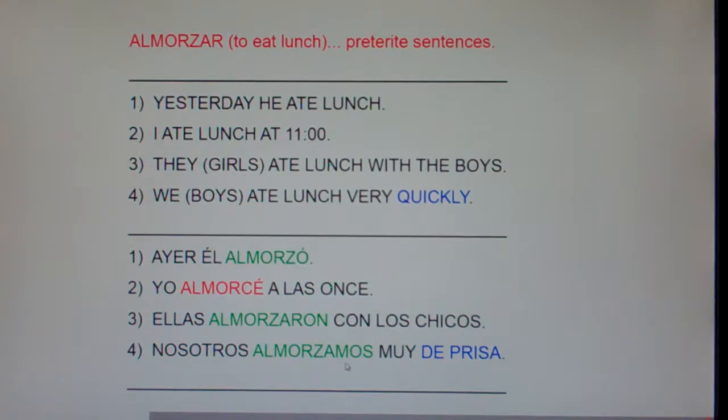Now, for very quickly, you can say muy rápidamente, very quickly, or you can say muy deprisa. Now, how are we going to remember that prisa is rush, quick, or hurry? Well, if somebody's in prison, they're in a rush to get out of prison. Or if they're in jail, they're in a rush to get out. So prisa is rush or quick. So very quickly is either muy rápidamente, very rapidly, or muy deprisa. All right, this has been Almorzar Preterite Sentences.